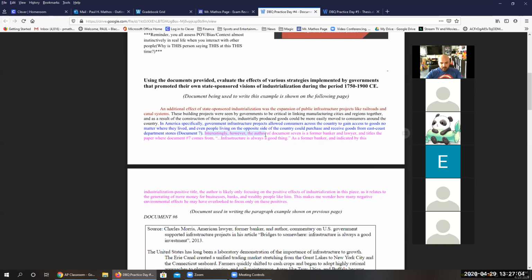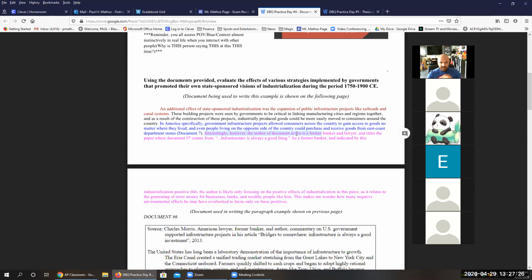In here, you could still use "according to Doc 7" and stuff like that, but this person still says, "however, interestingly, however, the author of document 7 is a former banker." So again, it relates it. It still is being clear. The biggest part of this is being clear where you get your information.